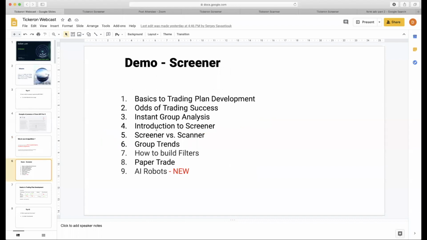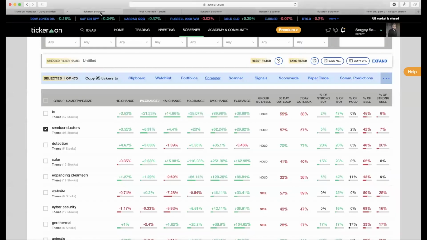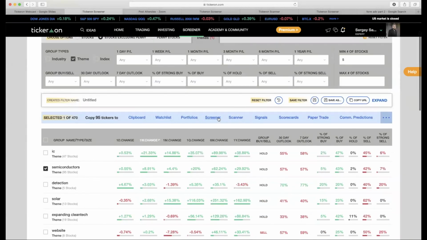So let's see what we want to go over. Screener versus scanner. I think we went over that a little bit, right? The difference between the screener and the scanner is the screener is where you find the initial stocks, right? Like we can look at another one. Solar has been kind of popular this year for obvious reasons. I'm assuming a lot of you have heard the news.